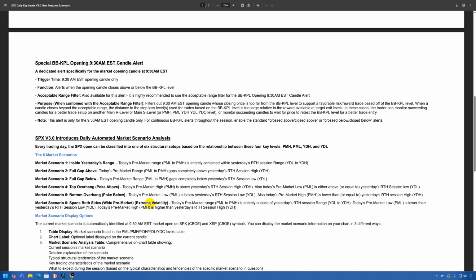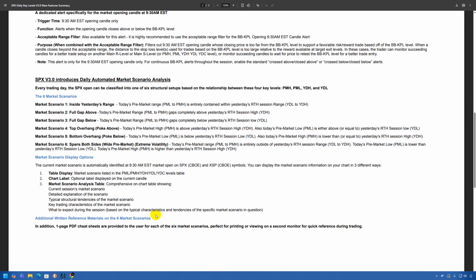So in these cases, the trader can again monitor succeeding candles for a better trade setup on another main R level or main S level, or one of the PMH, PML, YDH, YDL, or YDC levels, or instead monitor succeeding candles to wait for price to retest the BBKPL level for a better trade entry. So note, this alert is only for the 9:30 a.m. opening candle, for whatever your chart time frame is set to for that opening candle. For continuous BBKPL alerts throughout the session, you would simply enable the standard crossed above, closed above, crossed below, or closed below alerts for the BBKPL level.